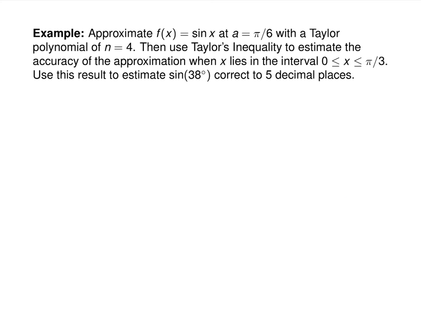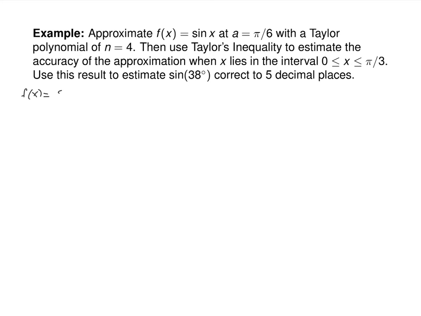Okay, let's approximate sine of x at pi over 6 with a Taylor polynomial of degree 4. And then we'll use Taylor's inequality to estimate the accuracy of the approximation on the interval from 0 to pi over 3. Okay, so we're going to need 4 derivatives.